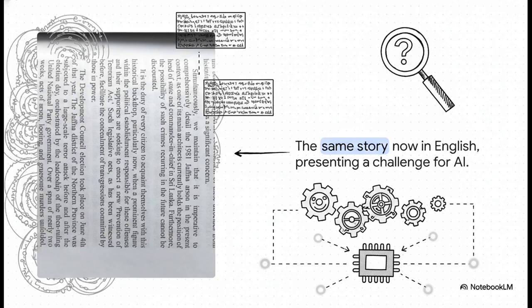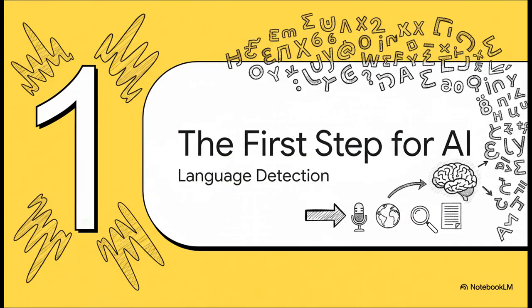For you and me, we can see the difference immediately. But for an AI, this is the core problem. This is the very first thing it has to solve before it can do anything else, like translating or summarizing the text. So, the piece of tech that brings order to all this linguistic chaos? It's called language detection. It is the absolute first step that AI takes to navigate our multilingual world.